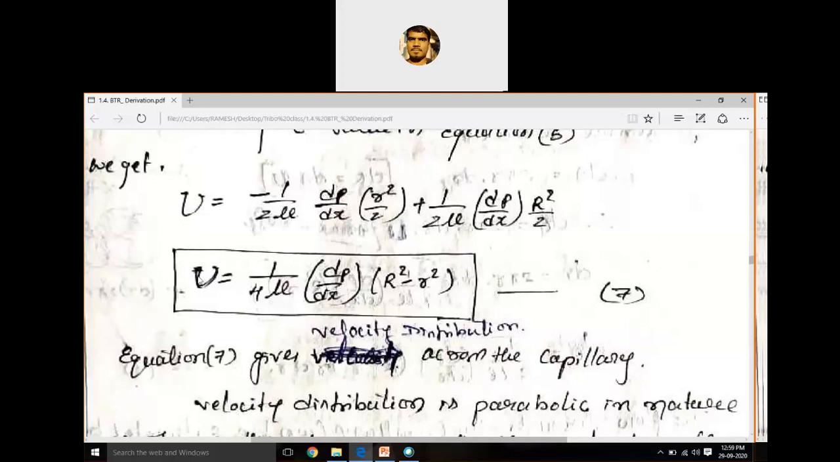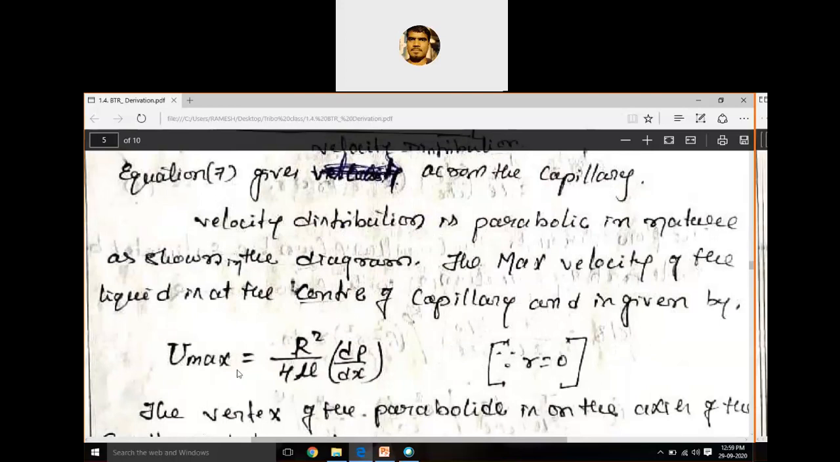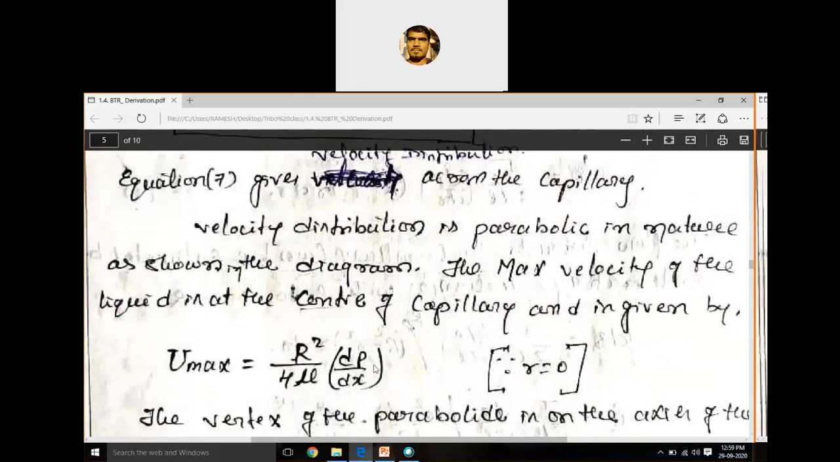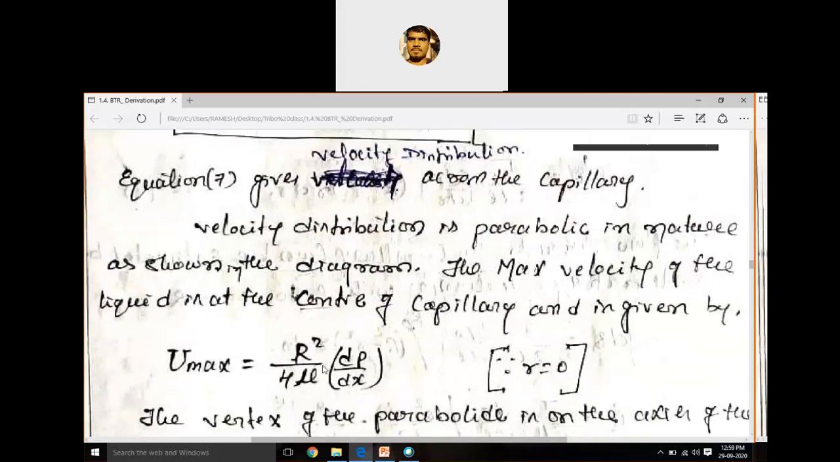So u max is, velocity is maximum when small r is 0. That is the maximum velocity we are getting in the capillary tube. And always in a capillary tube, the velocity is maximum at the center and it is minimum, 0, at the capillary tube surface.